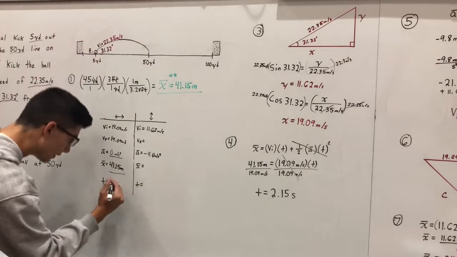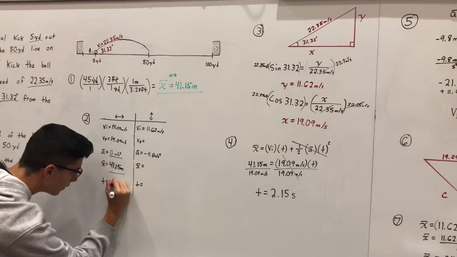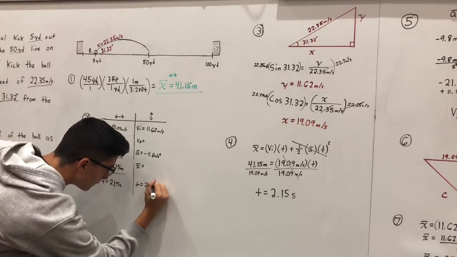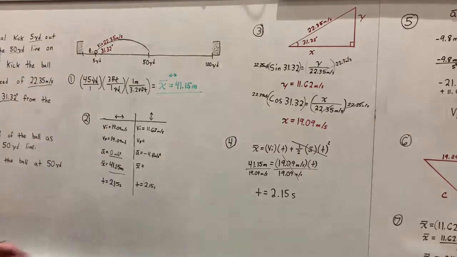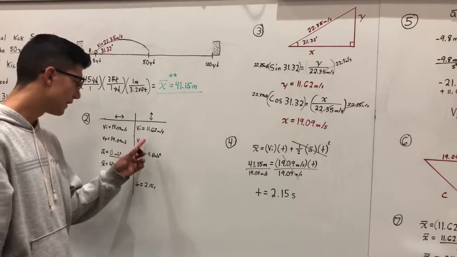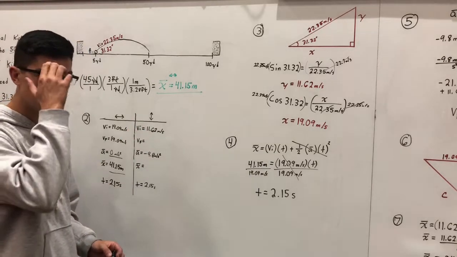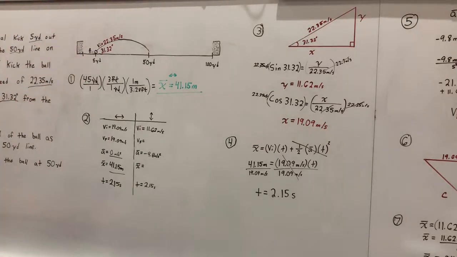And then I can write that in, 2.15 seconds, and it'll be the same thing for both. And now all I have left is to find the final velocity for horizontal and the displacement for horizontal. And those two will be the last thing I have.